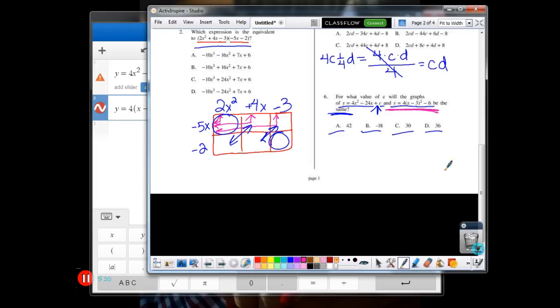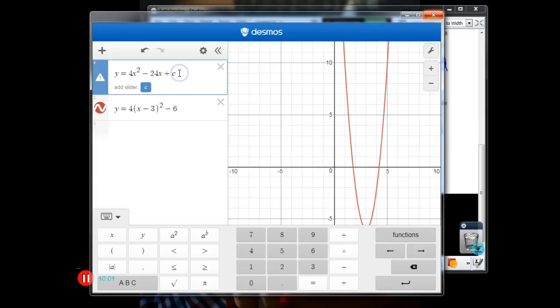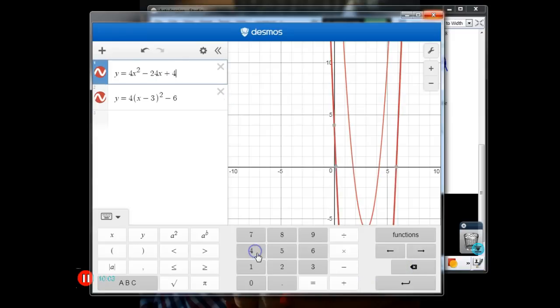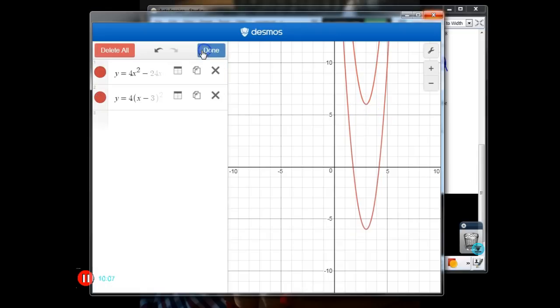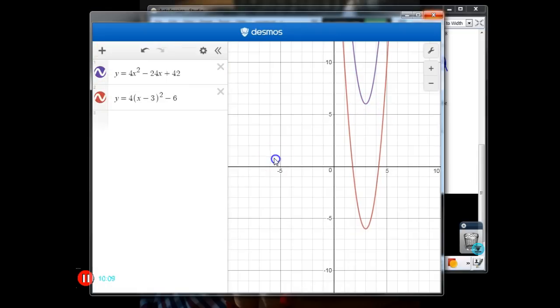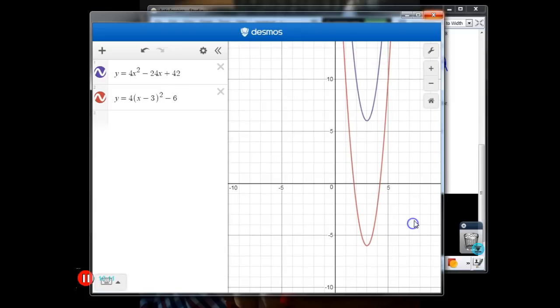So when I go into Desmos, I'm going to replace c with these answer choices. So instead of c, I'm going to put 42. And they're two different ones, right? Well, I'm not going to do them. I'm just showing you what you have to do. Okay? So this is how you would do it, right? Does that make sense?